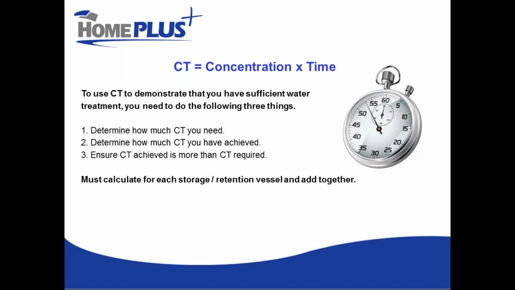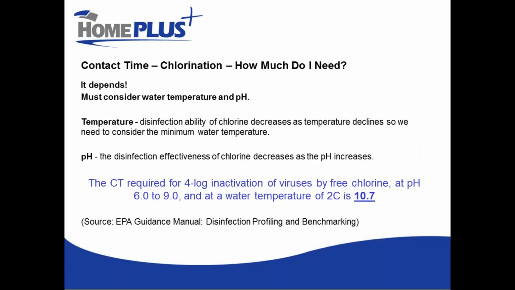And we can calculate our CT value for each and every component in which water is stored. So we could have a reservoir, we could have a reservoir and 2 baffle tanks, and then 100 feet of 4-inch pipe, or a whole bunch of different things. But we take the CT value from each of those, add them together to get our total CT. And the big question is, well, how much CT do we actually need? Well, the answer is that it depends.